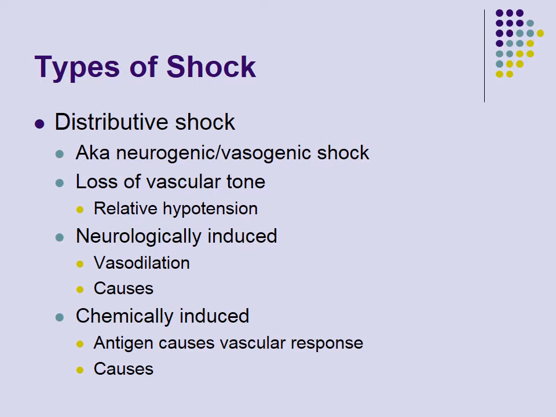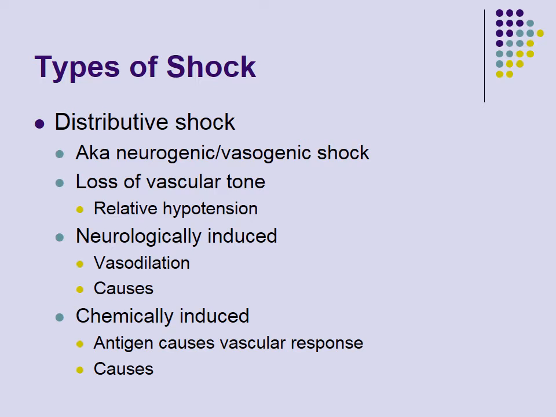So let's look at the different types that we can see here. There is the neurologically induced distributive shock, and this is where the patient vasodilates. And some of the causes that cause us to vasodilate, one that I've talked about before when we were going over periop, is anesthesia, especially in the spinal patient.